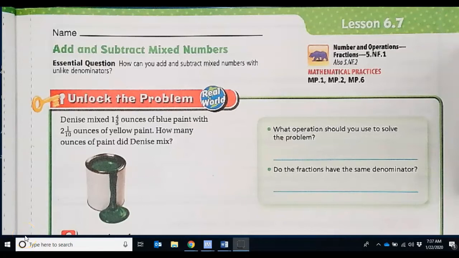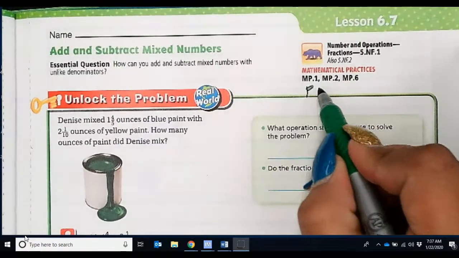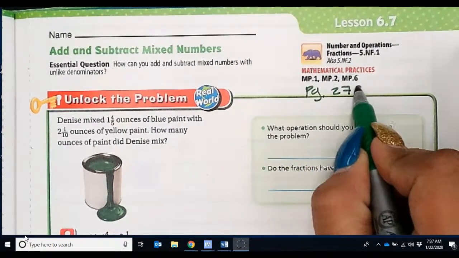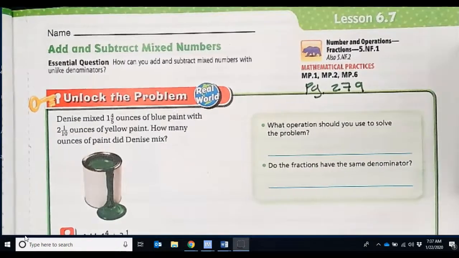All right, we are on page 279, so please make sure you're on page 279. And we're on lesson 6.7.